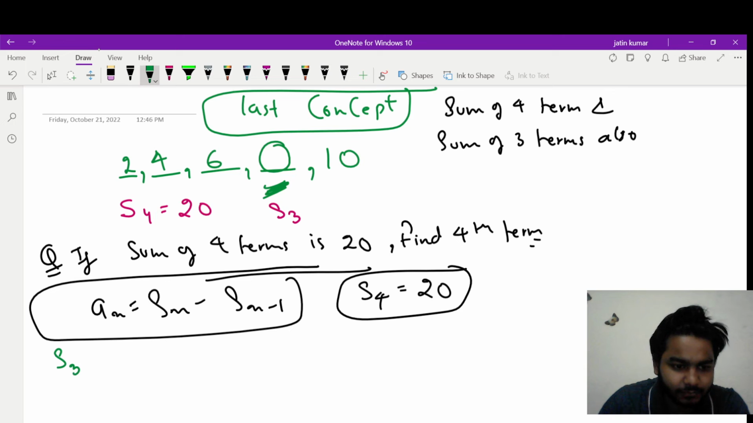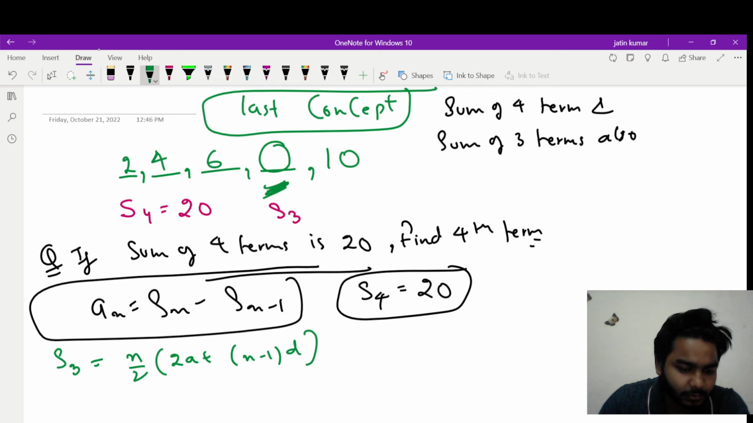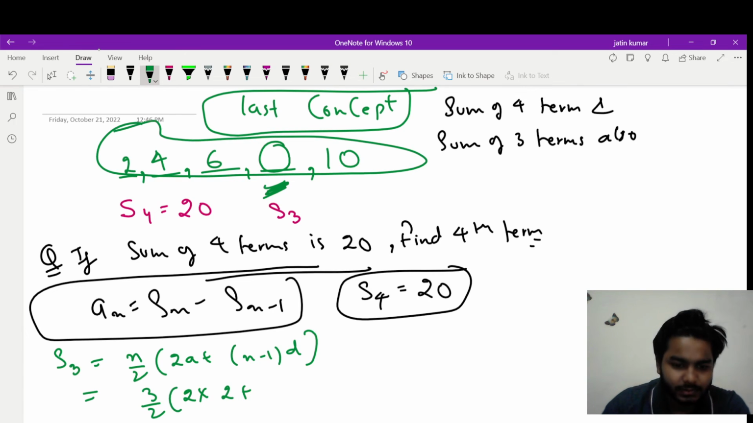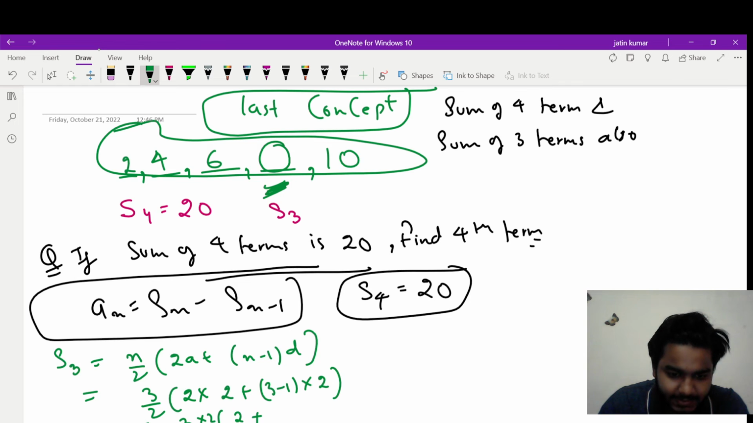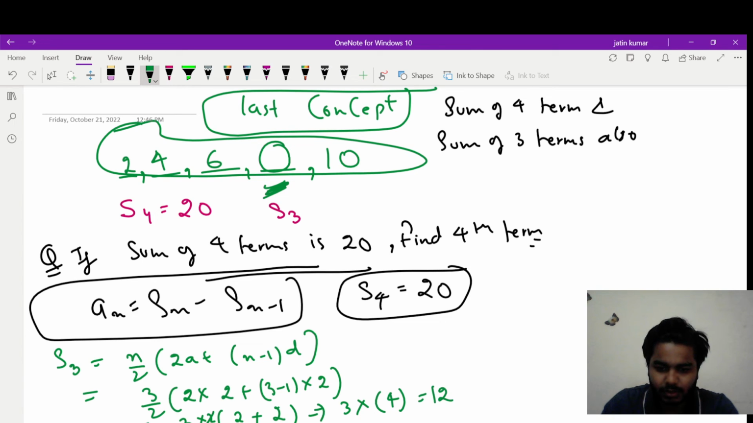Now the sum of 3 terms we will find from the formula n by 2 into 2a plus (n minus 1) into d. With this formula you will get the sum of 3 terms: 3 by 2 into 2a, and the value of a is 2 in this AP. So 3 minus 1 into d, and d is 2. Take 2 common from inside, so 3 by 2, the 2 comes out, and inside what remains is 2 plus 2. The 2 and 2 will cancel and we remain with 3 into 4, that is 12. So we have got the sum of 3 terms as 12.